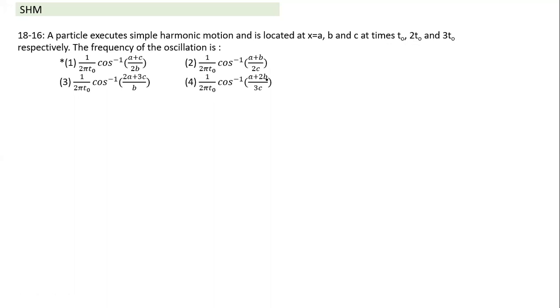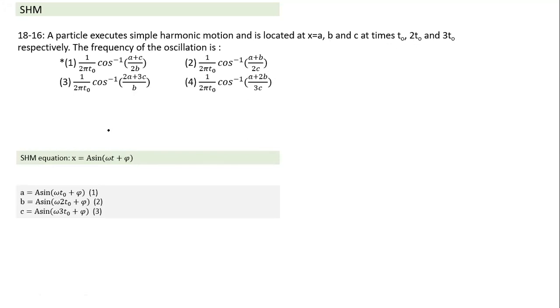How do we find frequency of oscillation? Nothing but just use our basic equation of SHM. What is the SHM equation? This is the SHM equation. Three bits of information are given, so we'll get those three equations. For the three equations, we just substitute.